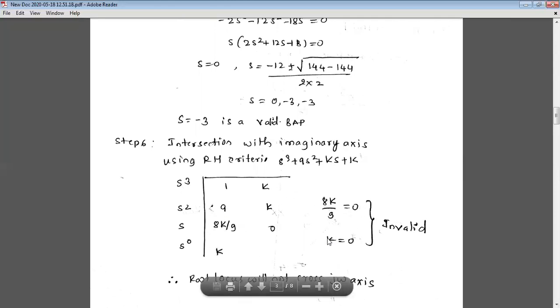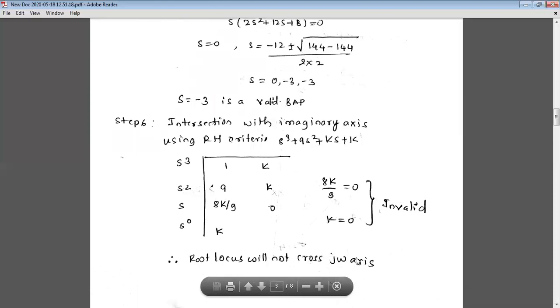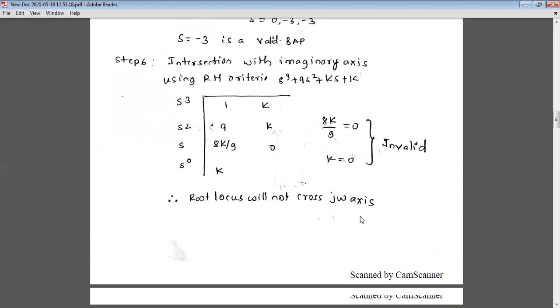We should equate the first column values to 0. 8k by 9 equal to 0 means k must be equal to 0. But k cannot be 0 at an intermediate stage. k will be 0 only at the starting point of the root locus, and it will be infinite at the end. In the intermediate it cannot be 0, so this is invalid. So it says that this root locus will not cross the j omega axis, meaning it will not even touch the imaginary axis. This is the conclusion.